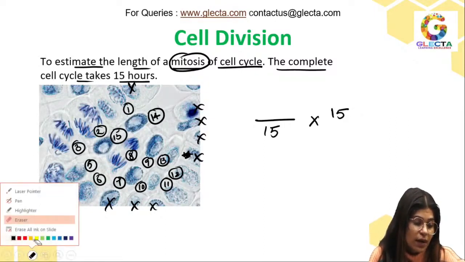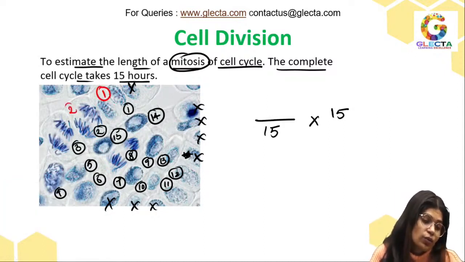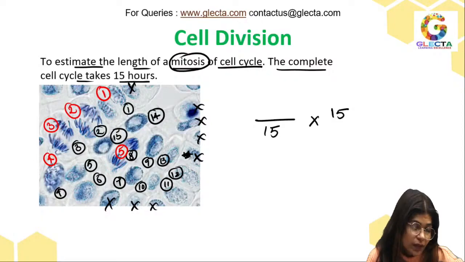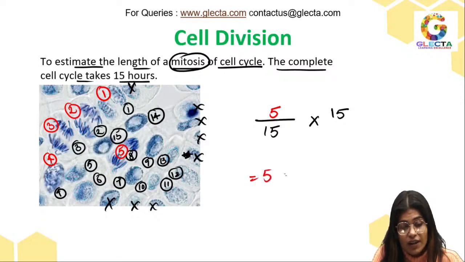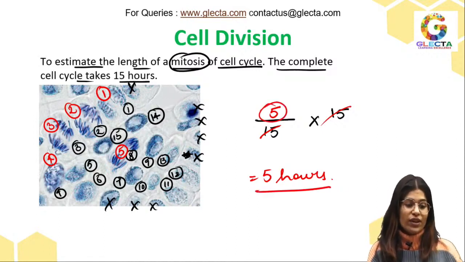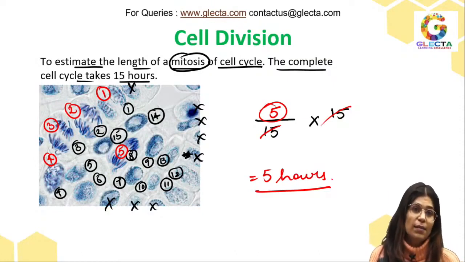Now coming to the number of cells in mitosis. 1, cytokinesis, that's the stage. 2, metaphase. 3, metaphase. 4, prophase. 5, metaphase. And I guess that's it. So I'm going to have 5. That comes out as 5 hours, because the 15s would cancel out, so only 5 is left. That means 5 hours, which means whoever this organism is will take 5 hours to complete their mitosis.